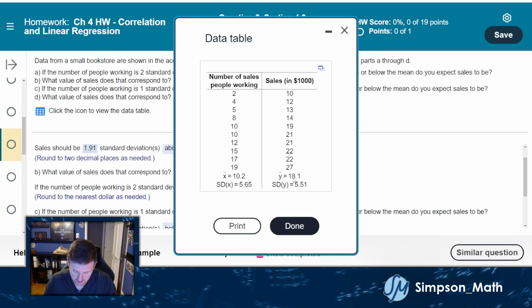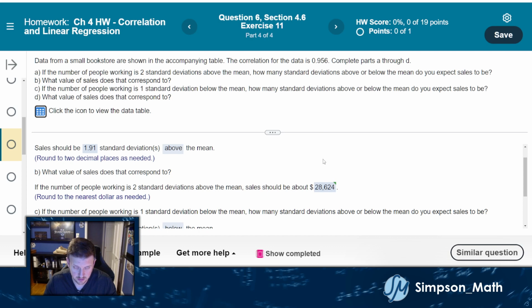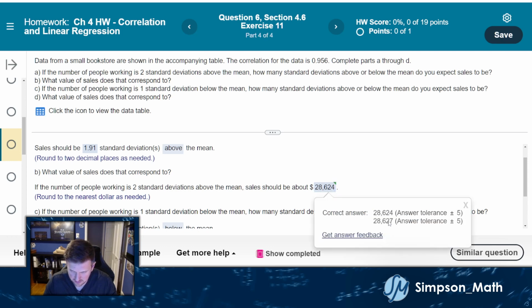5.51, 18.1, 28.635. Sure, I won't do the full decimal places. 1.991 times 5.51, and then add the 18.1.